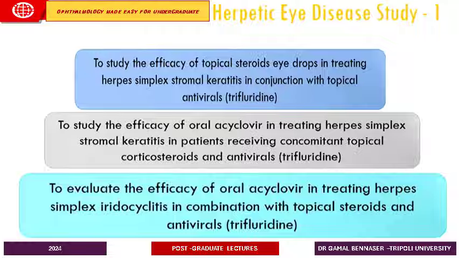So we have three trials. The first trial, the use of topical steroids along with the topical antiviral. The second trial, the addition of oral acyclovir on top of topical antiviral trifluridine and topical steroids. The third trial is the usefulness of oral acyclovir in the treatment of herpetic uveitis.